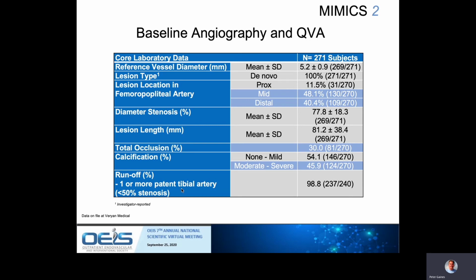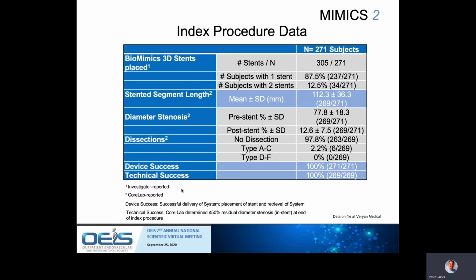30% had total occlusions, and nearly half the patients had moderate to severe calcification. In accord with the protocol, the majority of patients had one or more patent tibial artery runoff. Most patients had only one stent implanted, although 1 in 8 patients had 2 stents. Stented length was 112 millimeters. Device success was 100%. Technical success was 100%.